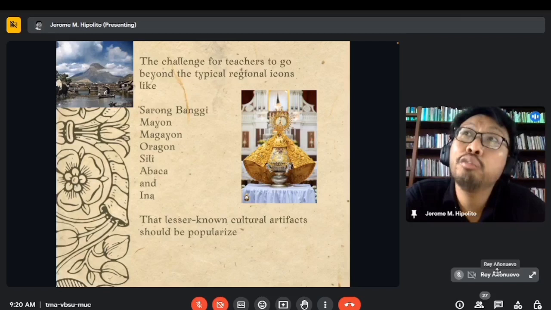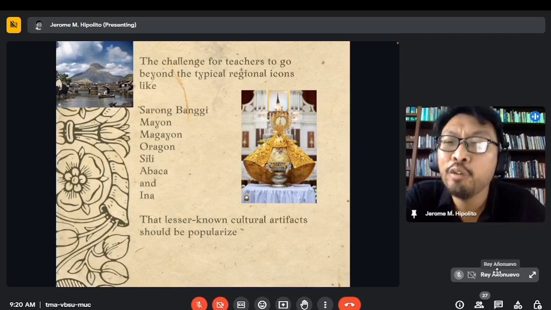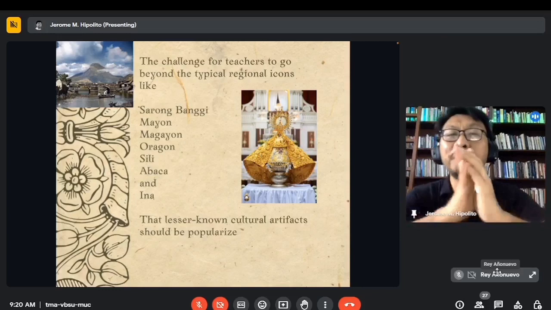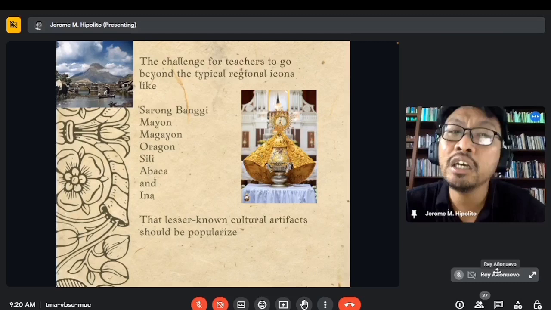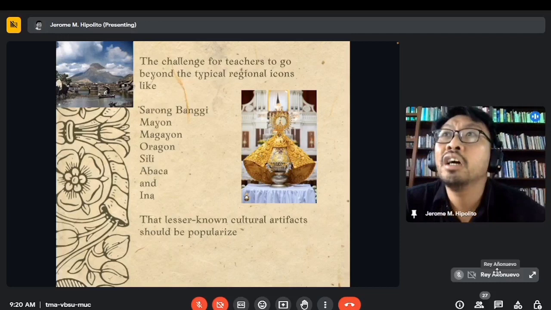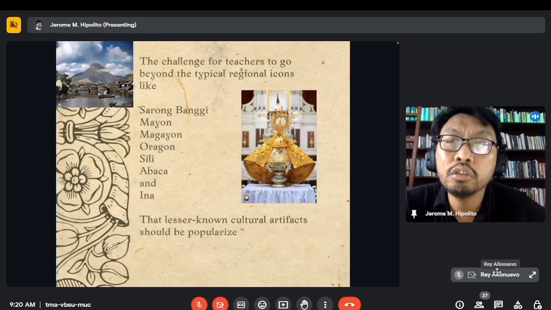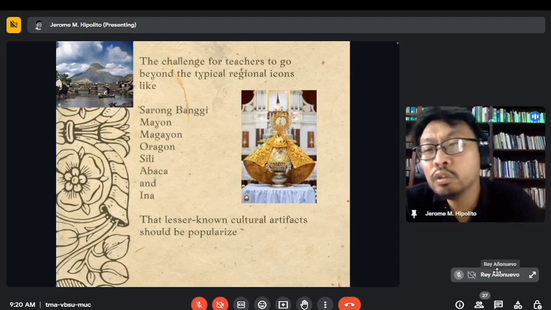We're not saying that Ina is not important. Of course, we respect her. We even venerate her. We do not say that we should stop appreciating Mayon. No, we're not saying that. We're only saying that there are still other things that are equally beautiful, equally important artifacts, cultural treasures of our region. That lesser known cultural artifacts should also be popularized, should be streamlined.